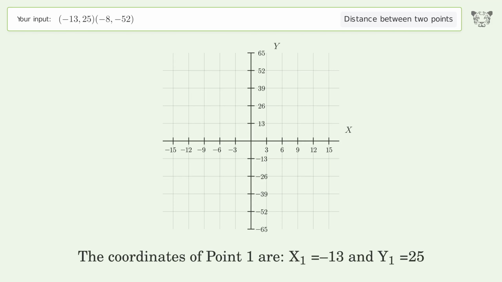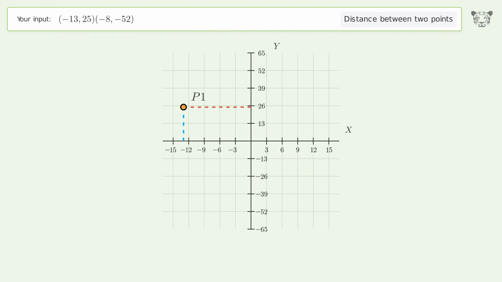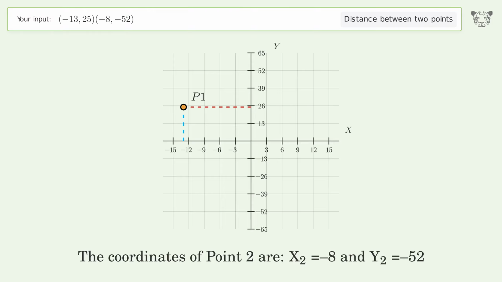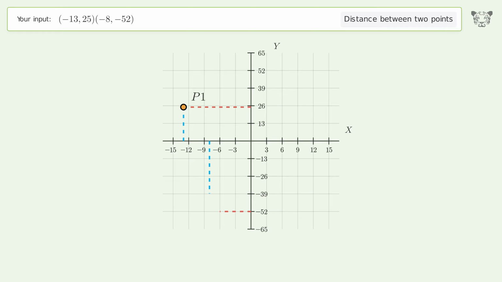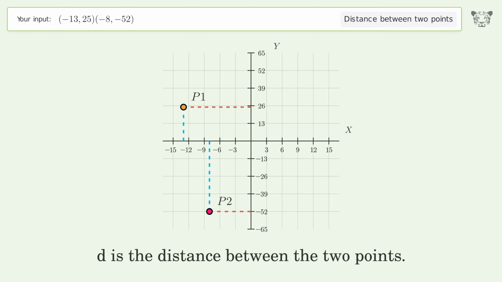The coordinates of point 1 are x1 equals -13 and y1 equals 25. The coordinates of point 2 are x2 equals -8 and y2 equals -52. D is the distance between the 2 points.